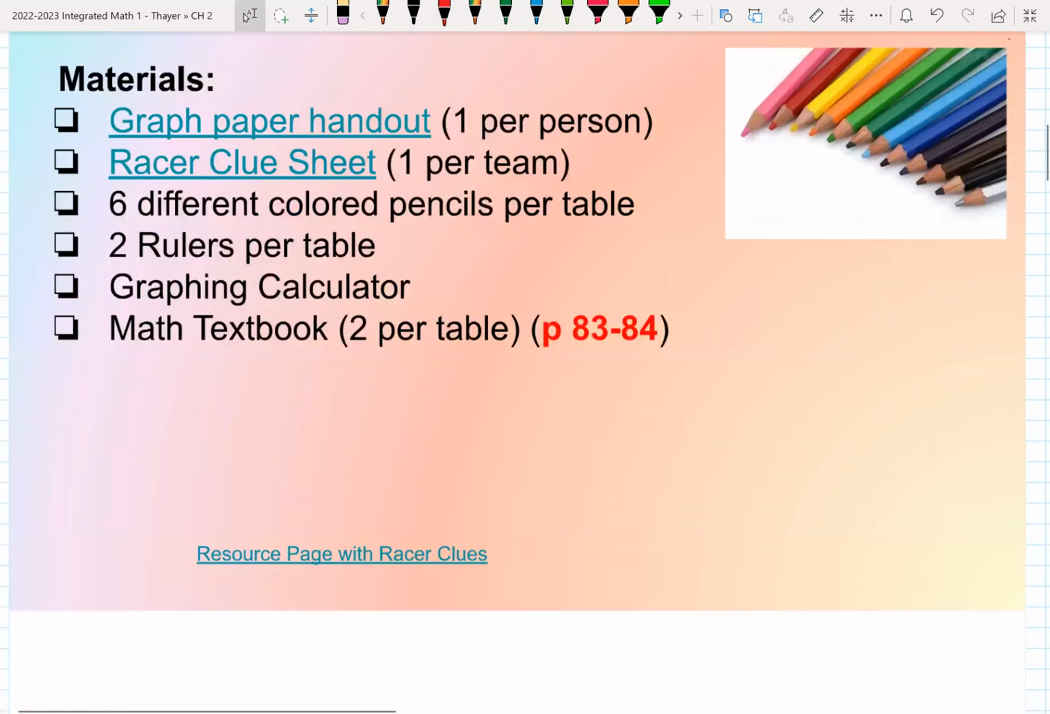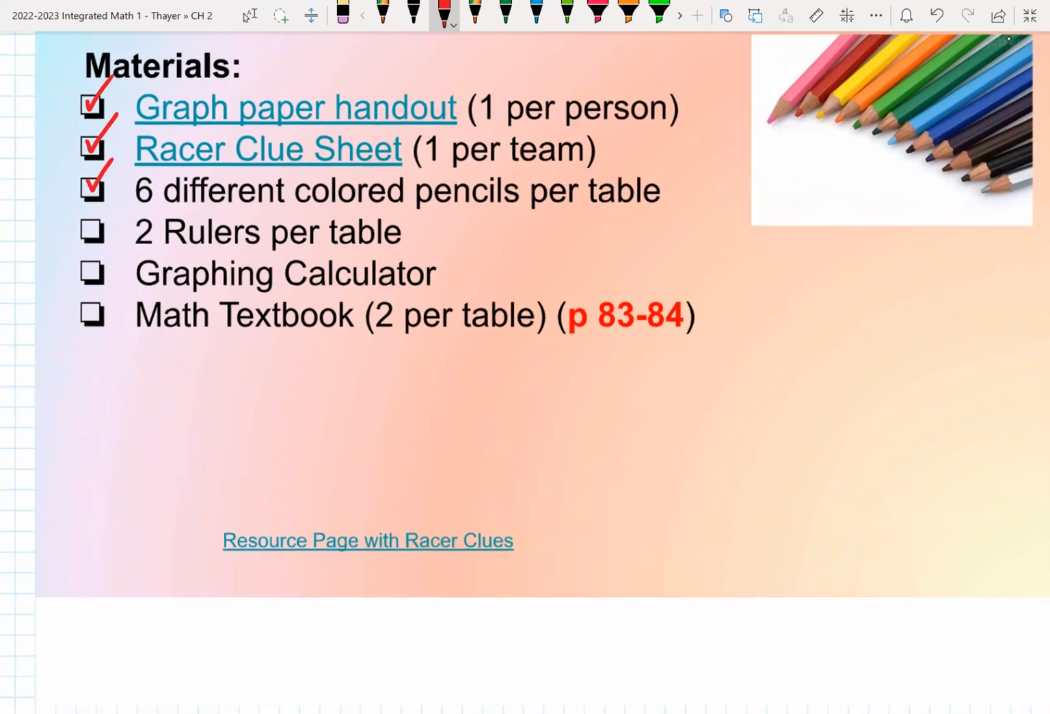The materials required today, which the resource managers at each team can gather. The graph paper handout is on the teacher desk. You'll need one per person of that. The racer clue sheet, you'll need just one per team of that, also at the teacher desk. Over at the student resource station, you will need at least 6 different colored pencils because there's 6 different racers, at least 2 rulers per table, your graphing calculator, and of course, you'll need your math textbook.